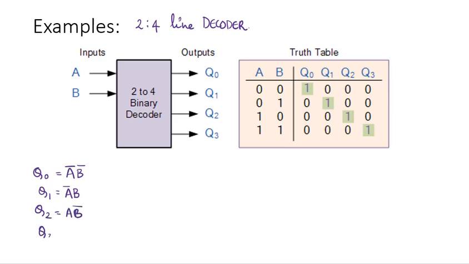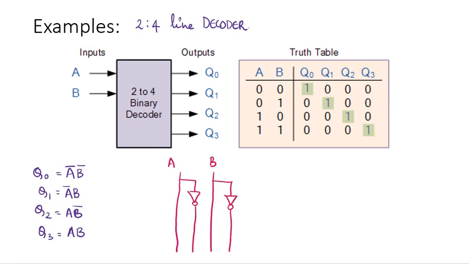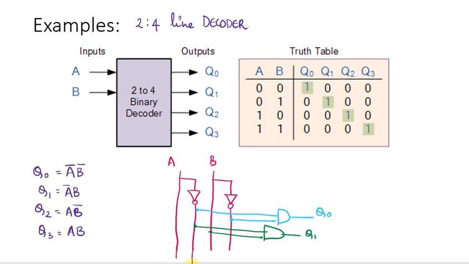can be written in the form of equations: Q0 is equal to A bar B bar, Q1 is equal to A bar B, Q2 is equal to A B bar, and Q3 is equal to AB. And we can draw the circuit diagram for the 2:4 line decoder using the NOT gates and the AND gates.